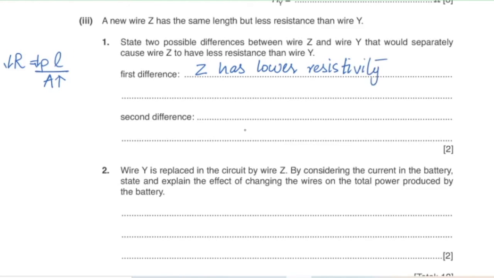Or the second difference could be related to cross-sectional area. Since they are inversely proportional to each other, area could be greater in wire Z. So Z has greater cross-sectional area.